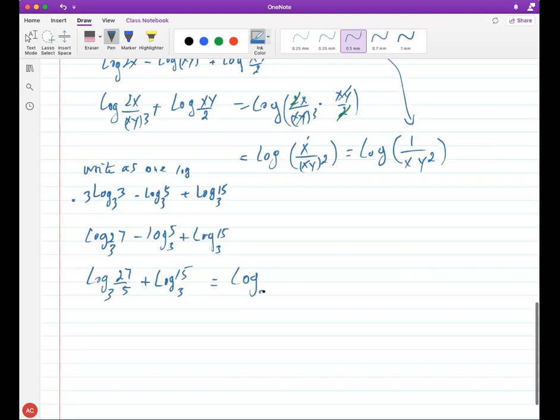You're going to multiply it. That's right. So 27 over 5 times 15 over 1. That's right. Okay, we put it into one log, and now let's try to simplify it. So how do you simplify this expression here? First, I would reduce by cancelling. 5 will be 3. What's 27 times 3?